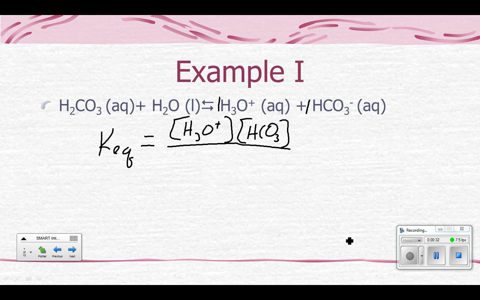And on the bottom go the reactants. So the reactants here are H2CO3 in brackets and then H2O. And for now we're just going to leave that like that. The numbers out here are 1, and so we don't need to do anything. So that's all there is to write an equilibrium constant expression for this reaction.